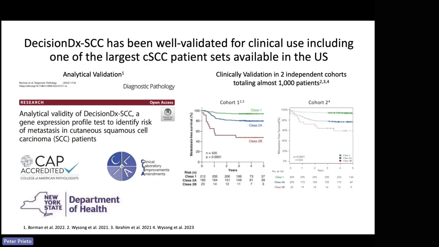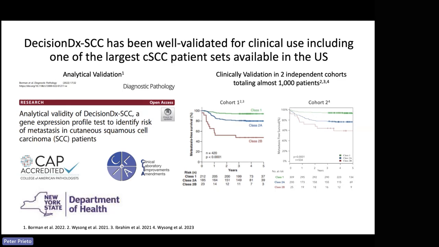So again, this is well validated for clinical use. This has been published in multiple validation studies, demonstrating really close to 1,000 patients. This slide highlights the analytic validity demonstrated by DecisionDx-SCC that meets CAP and CLIA New York State laboratory standards, as well as the robust clinical validity in multiple cohorts, showing a clear and statistically significant metastasis-free survival among the different class assignments.